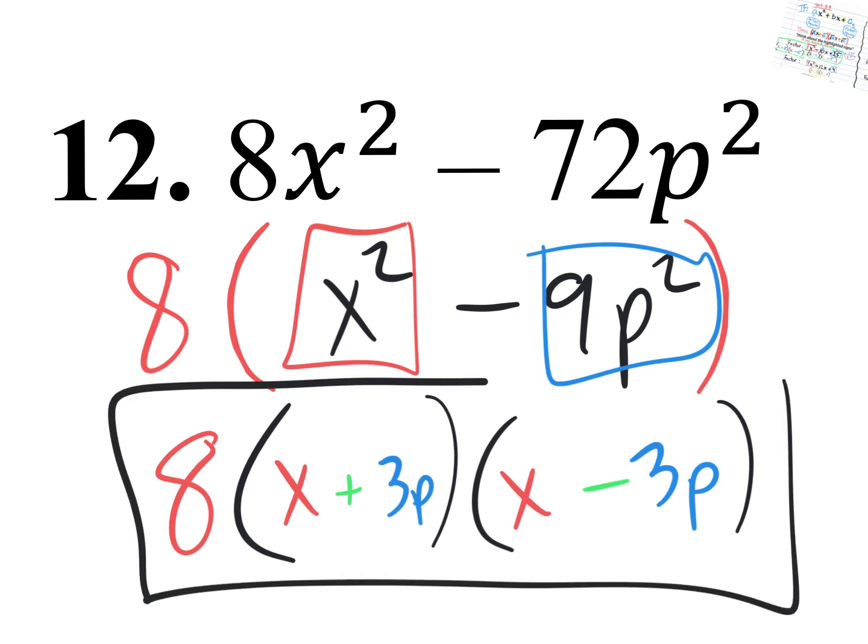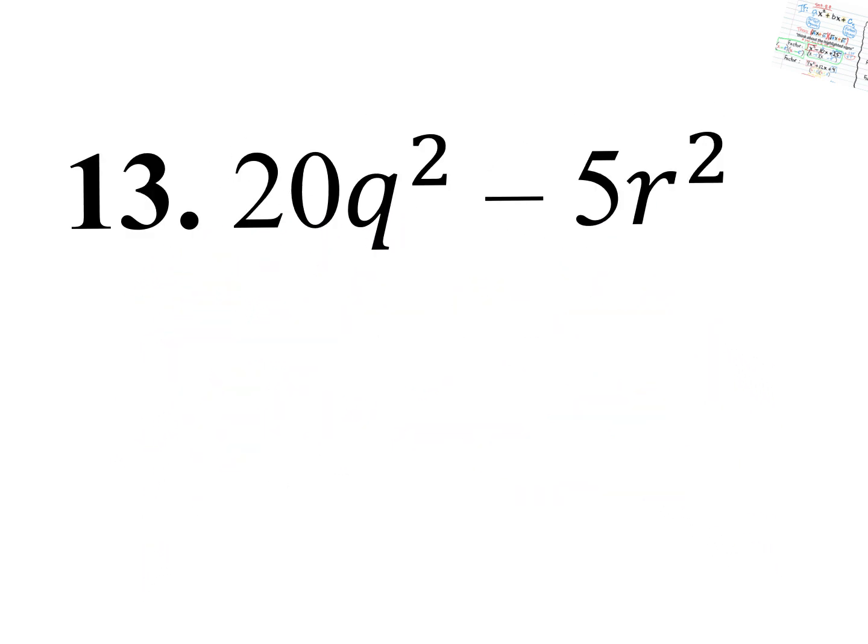And there's your final factored form answer, 8 parenthesis x plus 3p parenthesis x minus 3p, close parenthesis. Moving on. So at the moment, we do have a difference, but they are not perfect square terms. You can't do the square root of 20. It's not a perfect square number. 5 is not a perfect square number. So you can't start by square rooting.